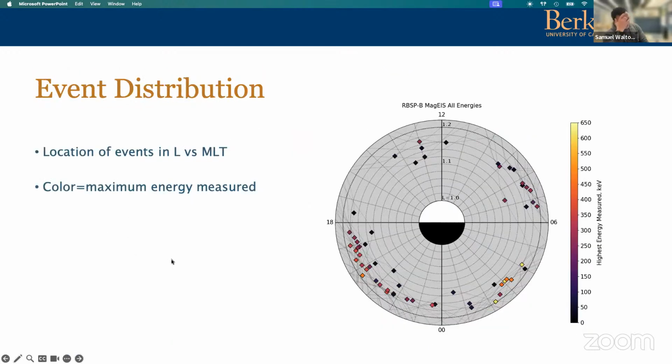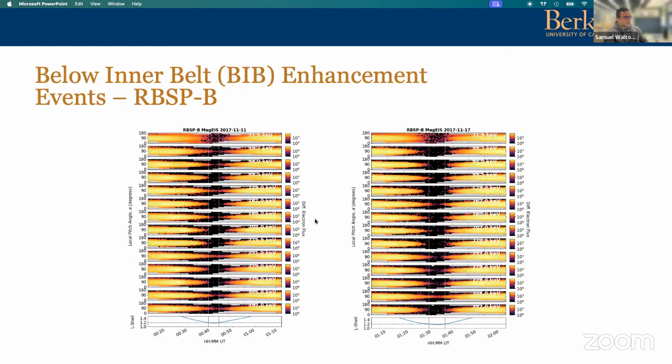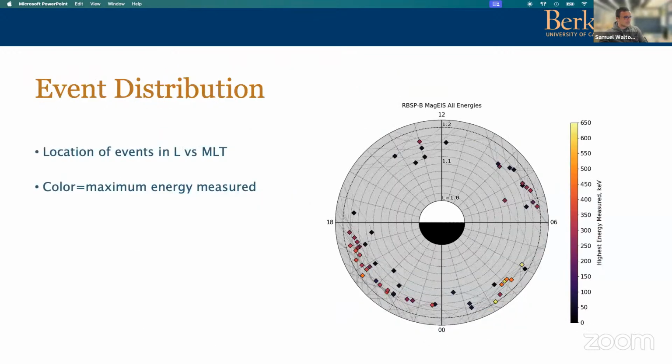So we decided to take all these events that we observed. We used a simple algorithm that we put together: if a spacecraft passes below the inner radiation belt, below L of 1.2, and there's sufficient flux crossing that gap while the spacecraft is below, then we count that as an event. Then we went through each one by eye to make sure it wasn't picking up something different, and that the events were of this nature.